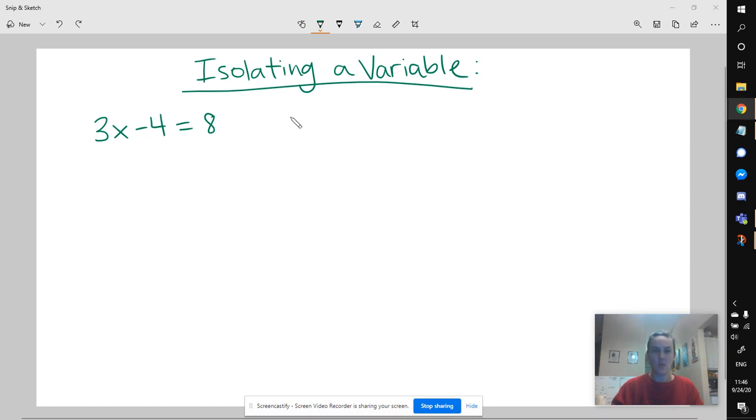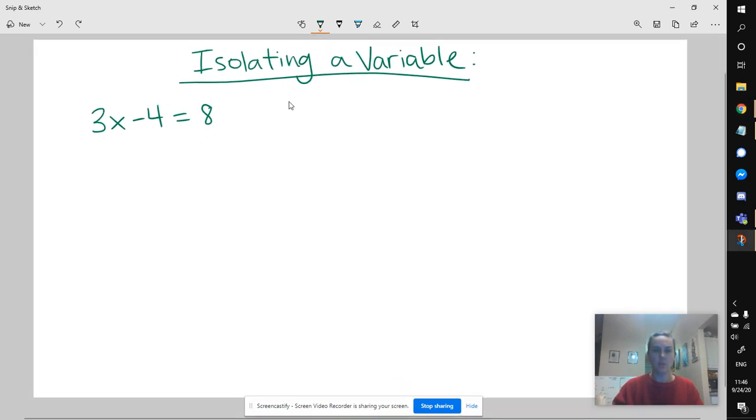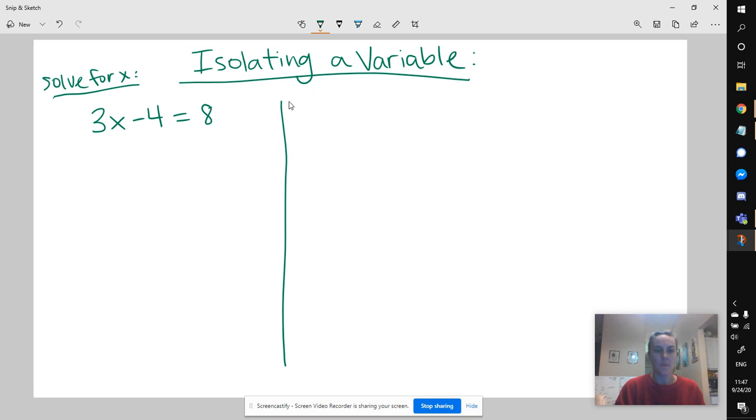If we're just solving for x like we've been doing, let me do a quick example so I can compare it to something else. If we're solving for x, we would add 4 to both sides in the service of getting 3x by itself. And then again, to get x by itself, we're going to divide by 3 on both sides and get that x is 4.